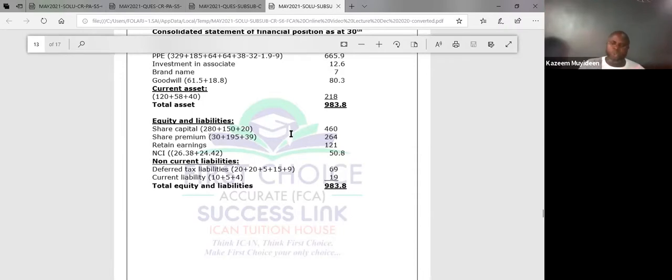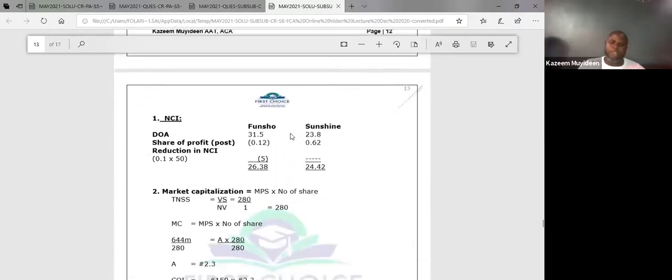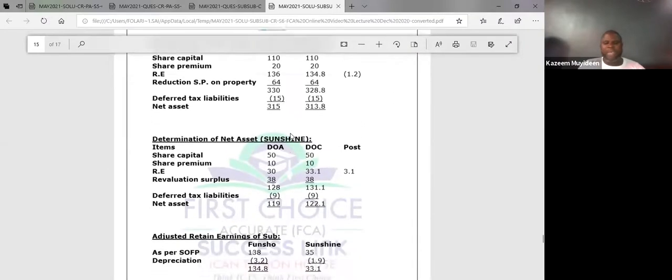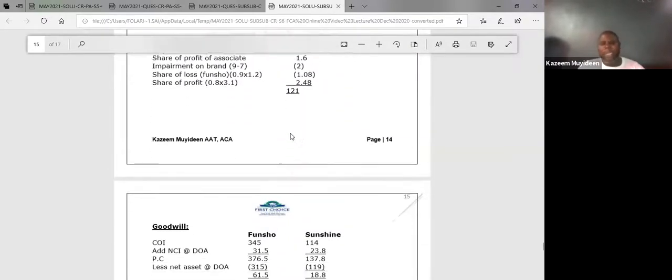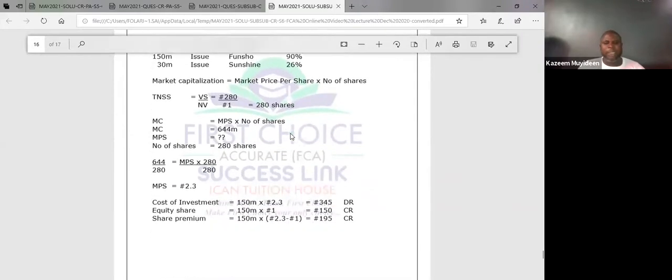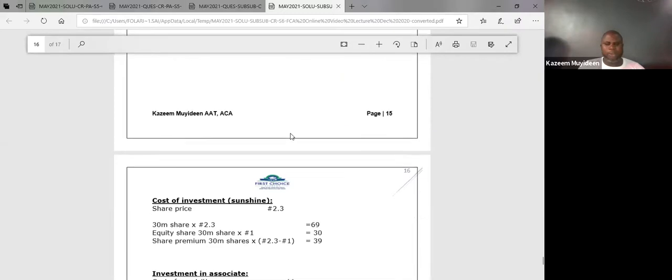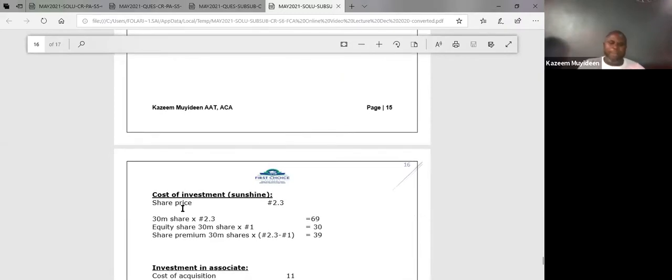He also issued the 30 million. He issued 30 million to acquire 26%. I will still do the same thing. This is for the 90%. In Sunshine, share price is the market price per share, 30 million times 69. Equity share is 1 naira. A premium of 39. It has not been recorded.